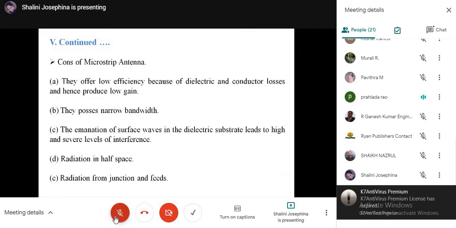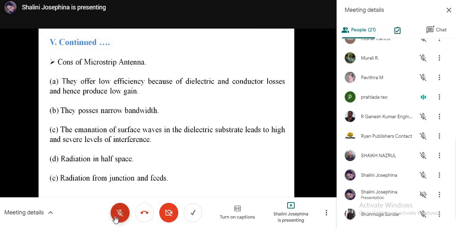Now coming to the disadvantages. These antennas have low efficiency because of dielectric and conductor losses, and hence produce a small amount of gain. They possess a very narrow bandwidth. The bandwidth of microstrip antennas generally lies between 2 to 5%. Other thing is, a few surface waves can be emanated in the dielectric substrate, which can lead to severe levels of interference.